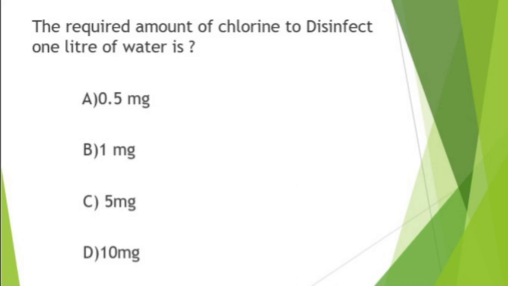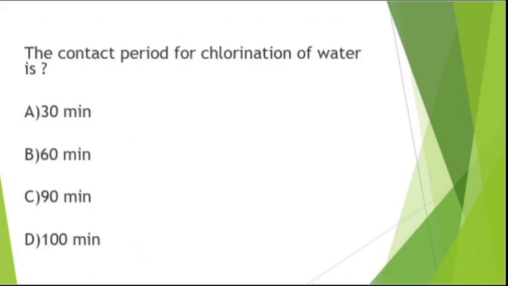The required amount of chlorine to disinfect 1 liter of water is: option A 0.5 mg, option B 1 mg, option C 5 mg, option D 10 mg. Correct answer is option A, 0.5 mg. The contact period for chlorination of water is: option A 30 minutes, option B 60 minutes, option C 90 minutes, option D 100 minutes. Correct answer is option B, 60 minutes.